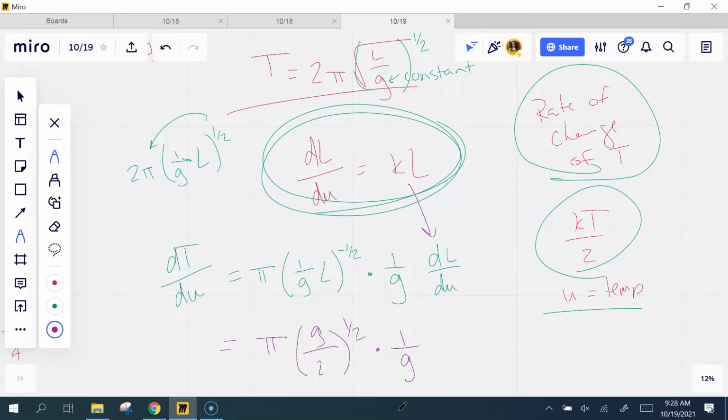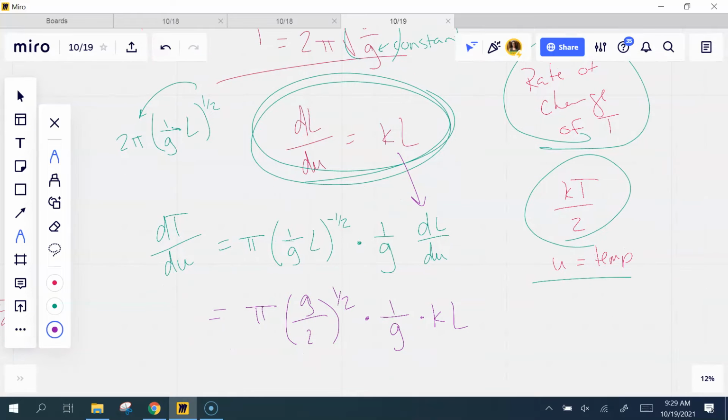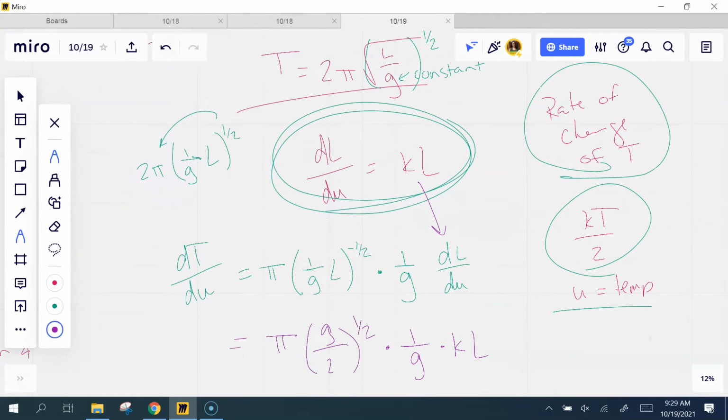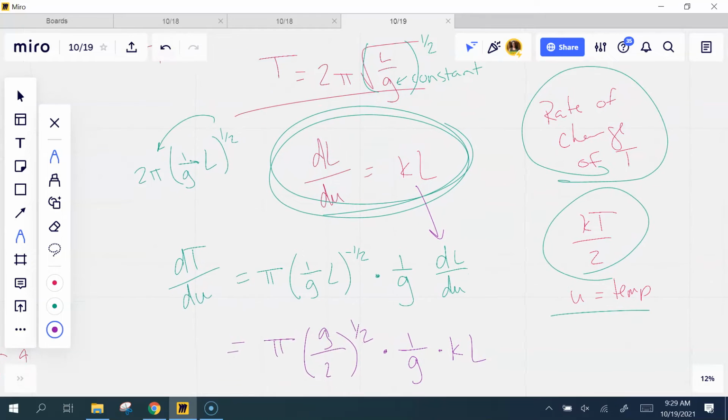You would flip both of them. So G goes to the top and L goes to the bottom. That's an L. All right, I got that. Now, how do you know what to do with K?